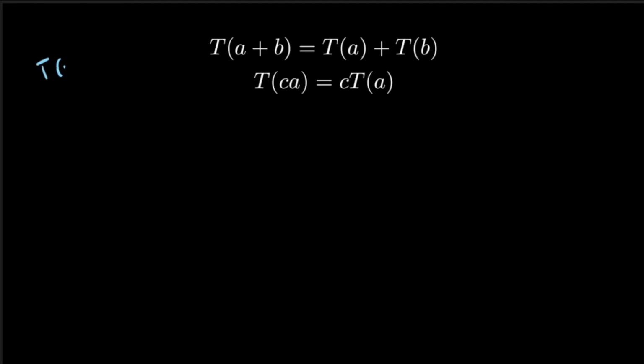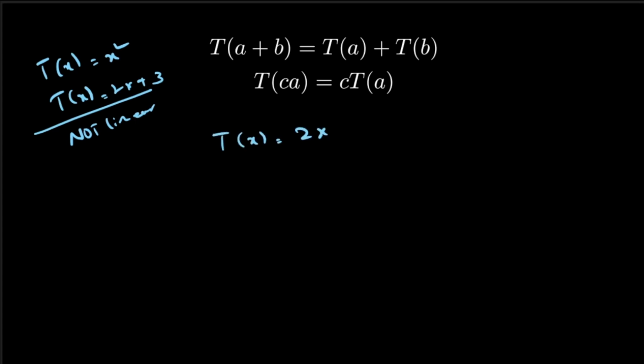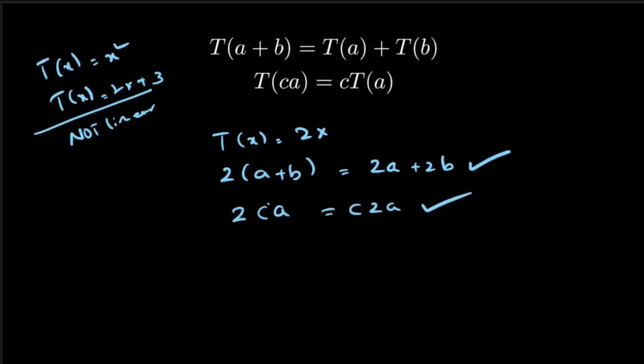Now we looked at two transformations, t of x is equal to x square and t of x is equal to 2x plus 3, and called both of them not linear transformations. Let's take another transformation, t of x is equal to 2x. Now applying the first condition, 2 of a plus b should be equal to 2 of a plus 2 of b, which satisfies this condition. Similarly, 2 of ca should be equal to c into 2 of a, which again satisfies this condition.